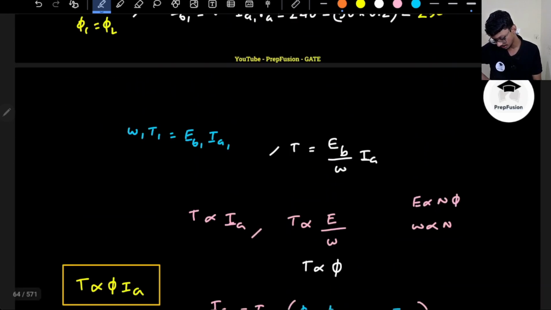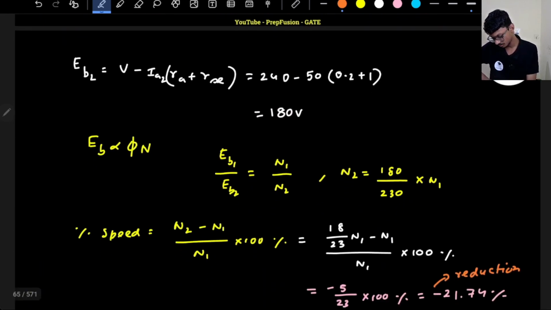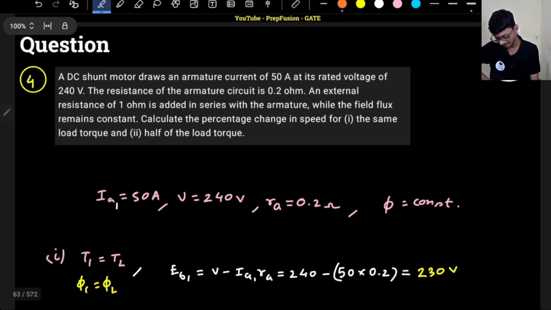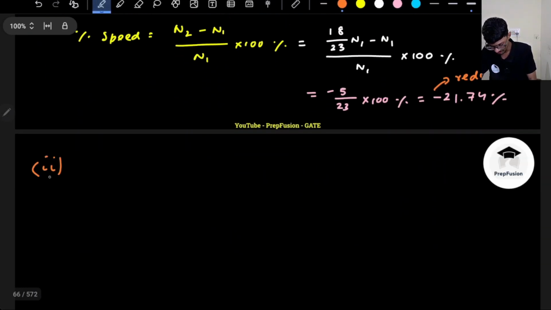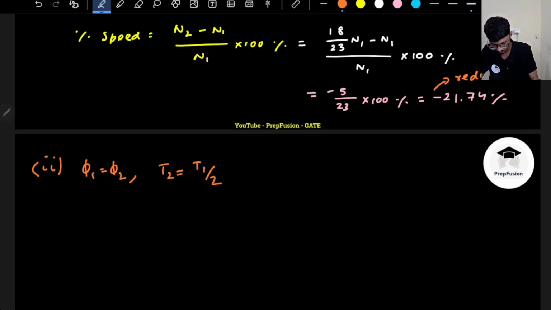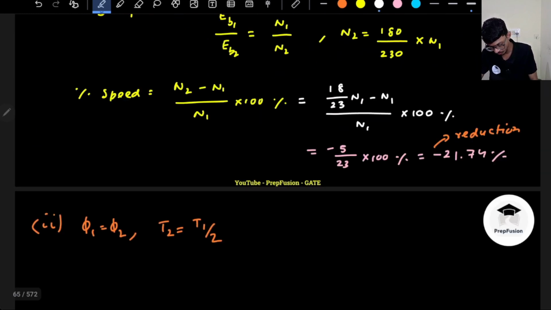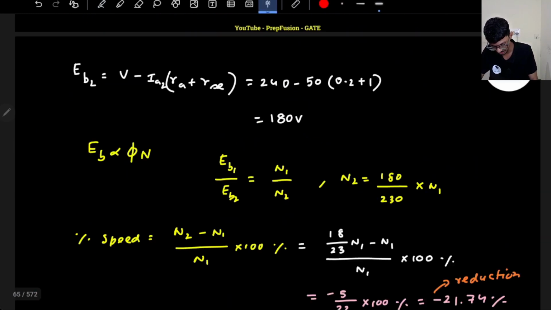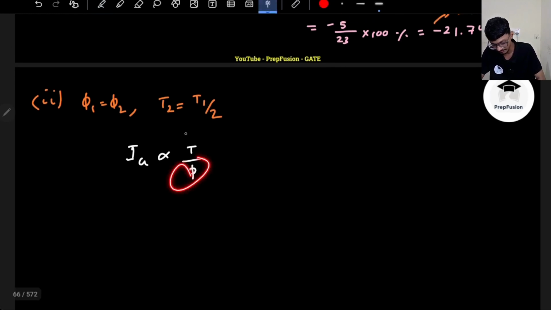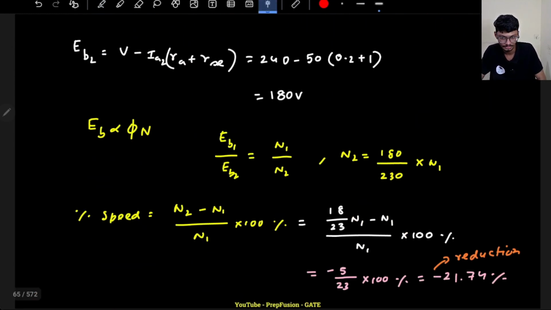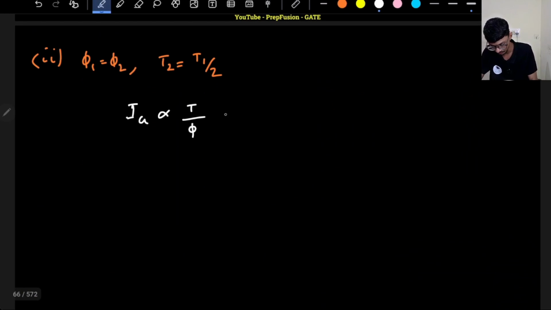Okay, this was for case 1. Now let's do case 2. In case 2, they are telling me that the torque has been halved. So in case 2, flux won't change, right? Phi 1 is equal to phi 2, that will be constant, but T2 equals T1 by 2. So what will happen to the armature current? From this relationship, I can directly say that armature current IA is proportional to torque divided by flux, correct? So if flux is constant and torque is reducing by half, the armature current also will reduce by half.